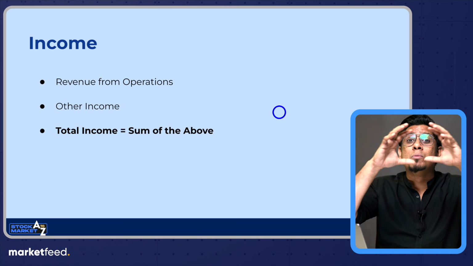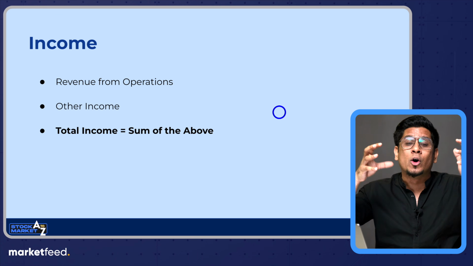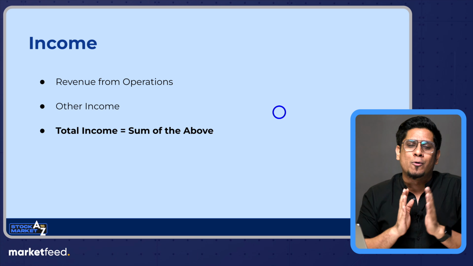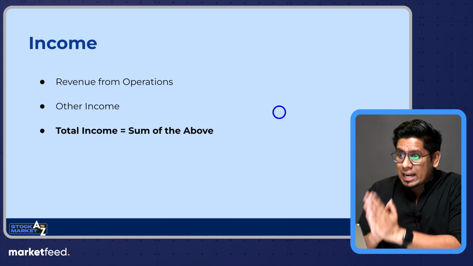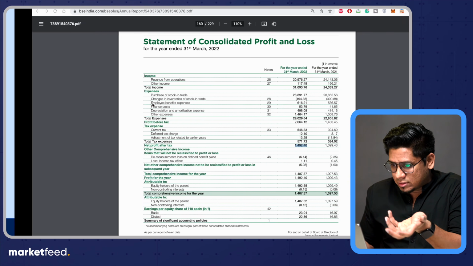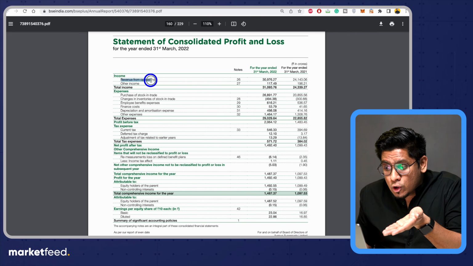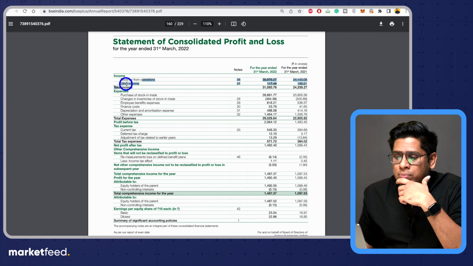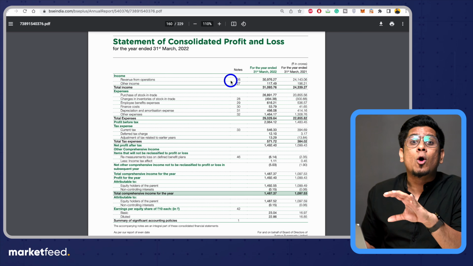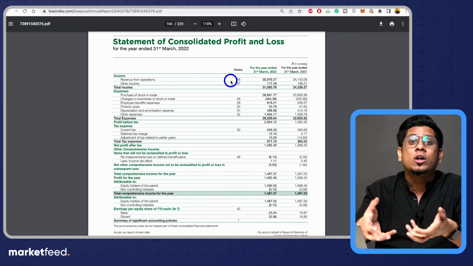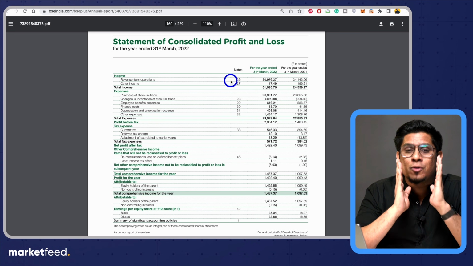Let's first learn something more about income, then about expense, then about taxes, and then finally about profit after tax. The first thing is income, right? So income normally tells, as you can see here, revenue from operations and other income. Now this is important, right? Revenue from operations is directly linked to whatever is the primary operations of the company.